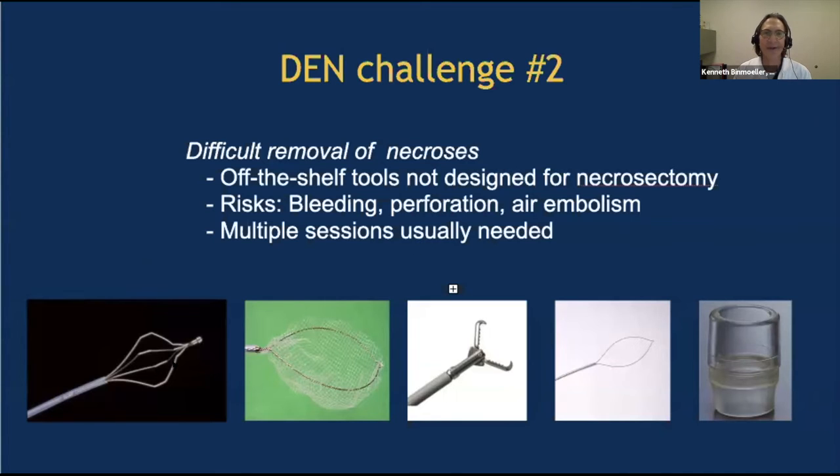So here you see some of these off-the-shelf tools. This is a Dormia basket. This is a net. This is a rat tooth forceps, a snare, and even a cap.